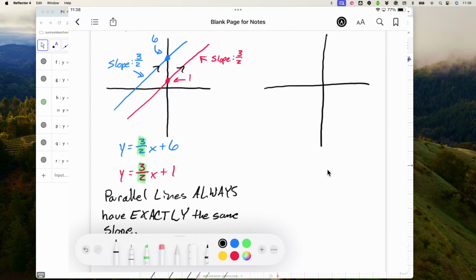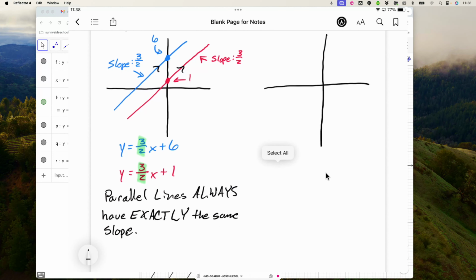Going back to my notes really quick, parallel lines will always have exactly the same slope. You can do whatever you want with their y-intercept, but the slope is the key to parallel lines.